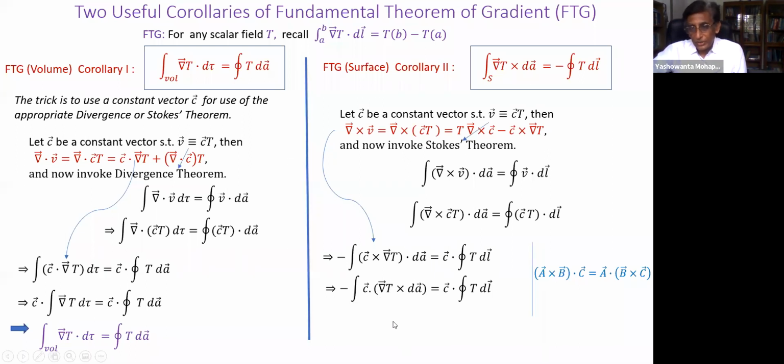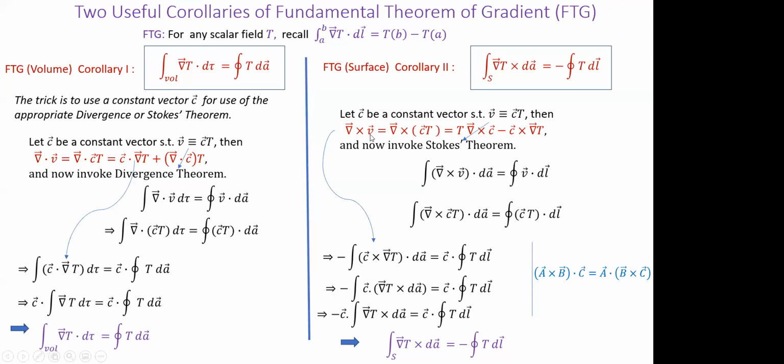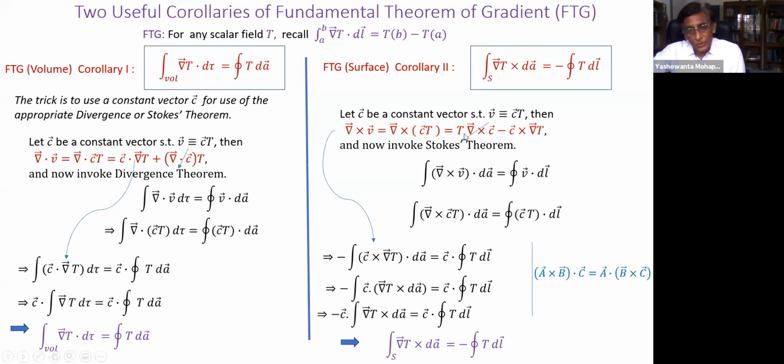And this is just algebra. I've taken C dot out, and that gives me the result. So this was minus here; I've just taken the minus to this side. So in the surface fundamental theorem of gradient in corollary 2, the trick is the same. The trick is to define a vector function with a constant and invoke Stokes theorem.